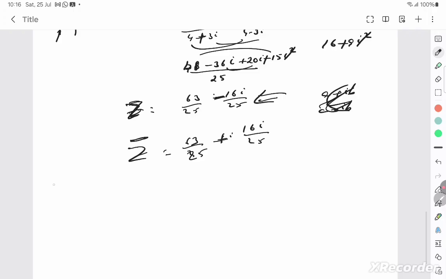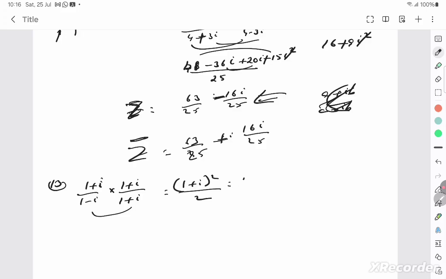So let's go to the 13th example. 1 plus i by 1 minus i. Find the modulus. First get it in standard form. So multiply and divide by 1 plus i, 1 plus i. The denominator, a square plus b square, will be 2. You know i square is minus 1. So 1 plus i the whole square, expand it: 1 plus 2i plus i square, which is minus 1. 1 and minus 1 get cancelled, 2 and 2 get cancelled. You get i.